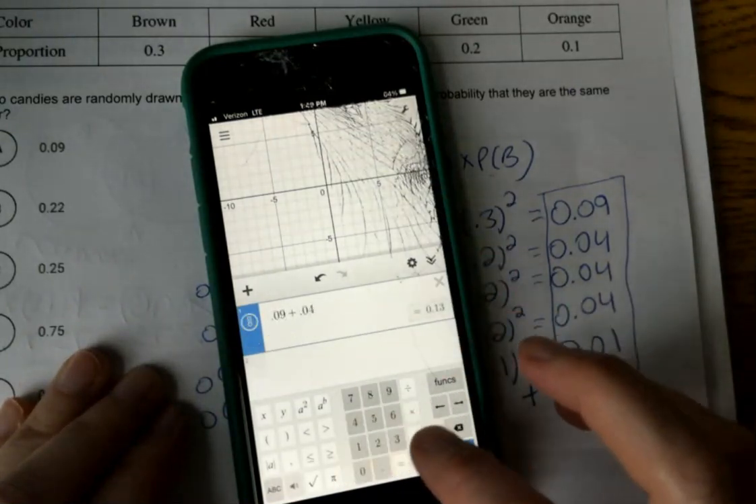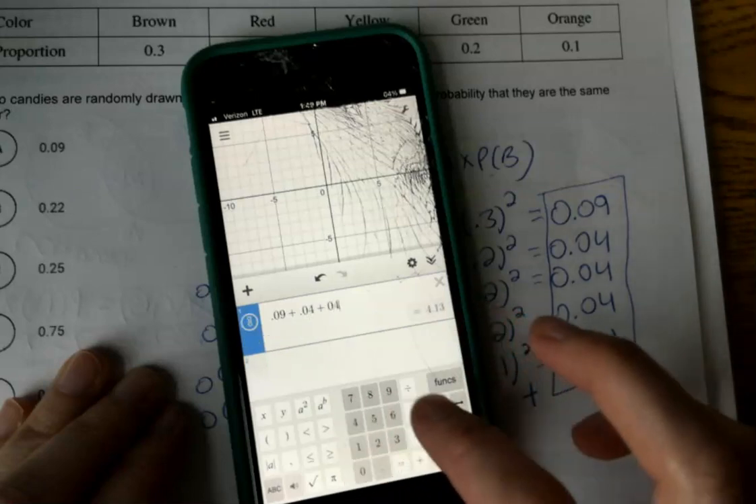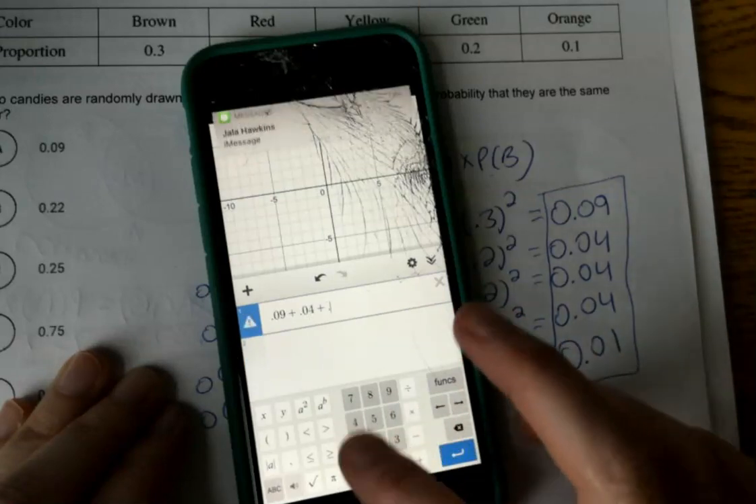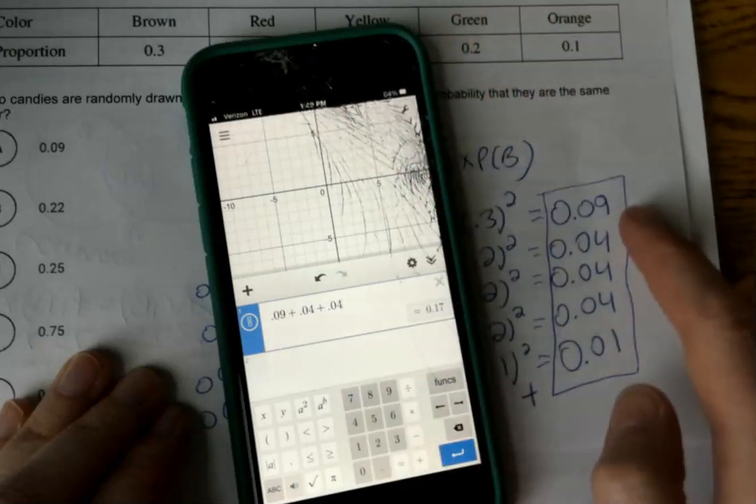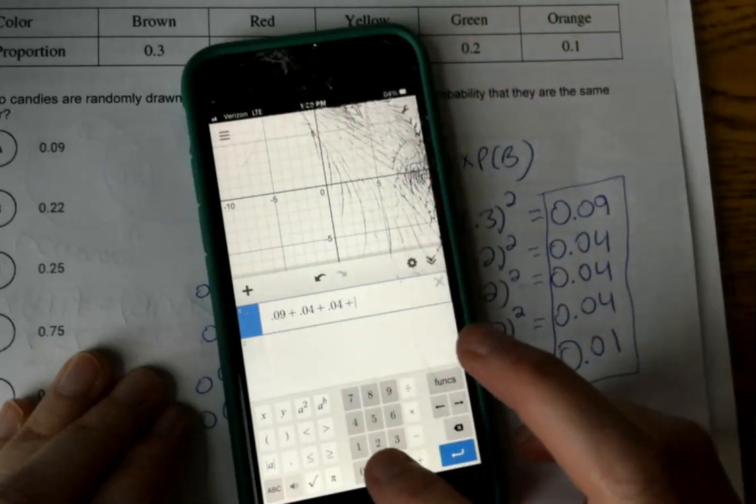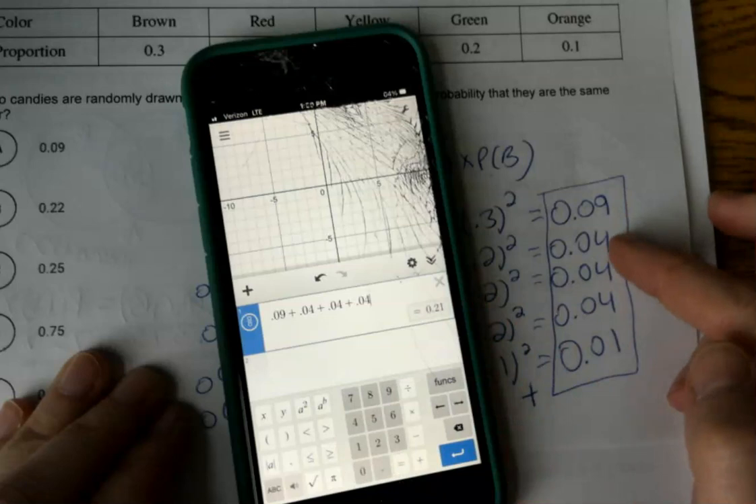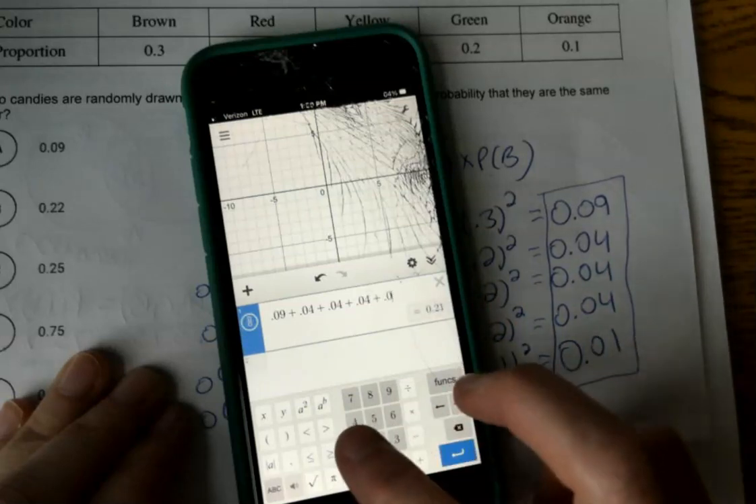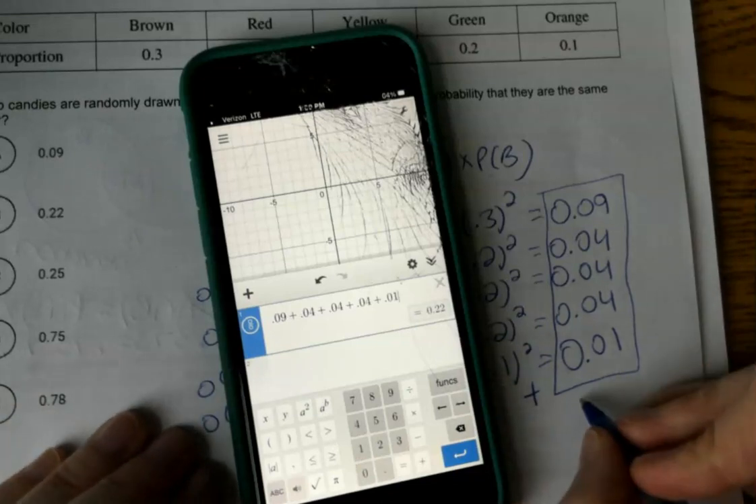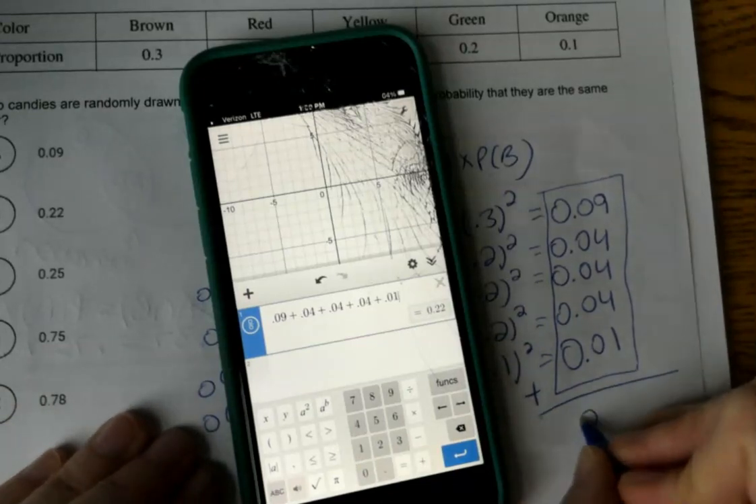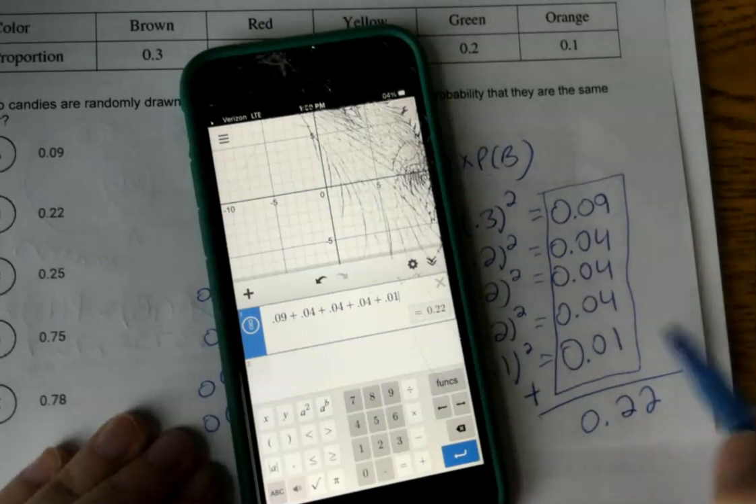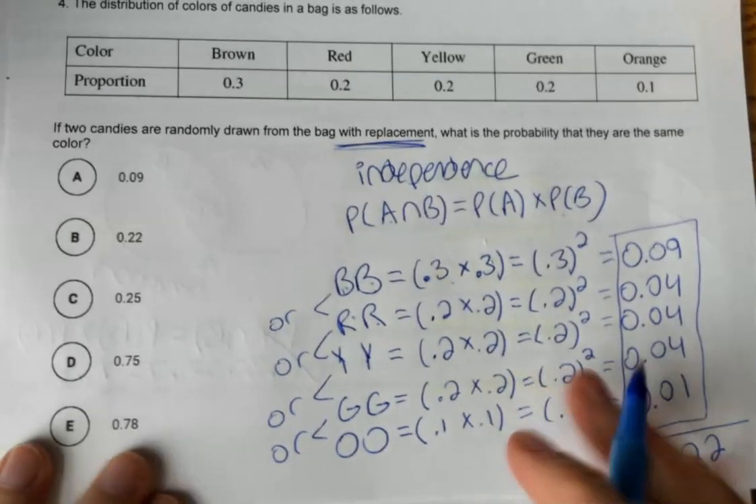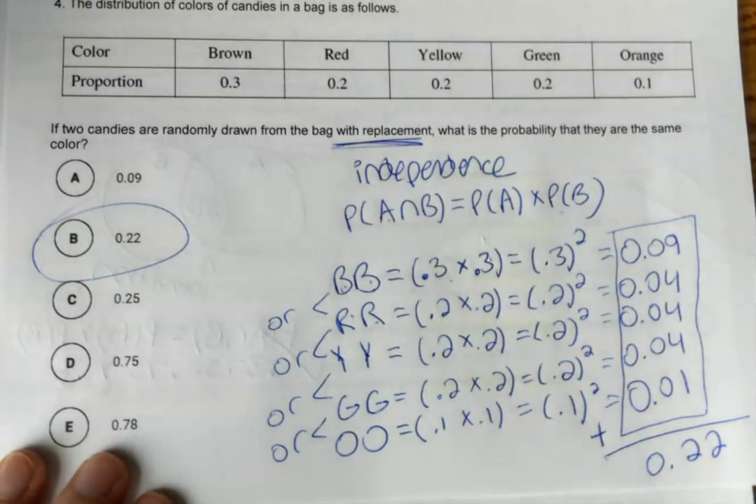0.09, 0.04, and yes, I could do 0.04 cubed. So when I add them all up together, I get 0.22. So B is my answer here. All right, great work, you guys.